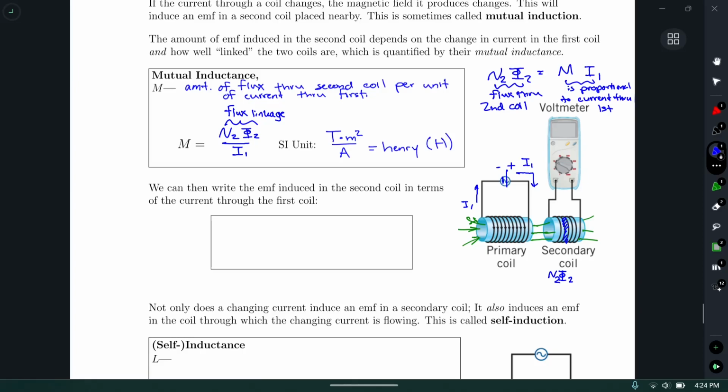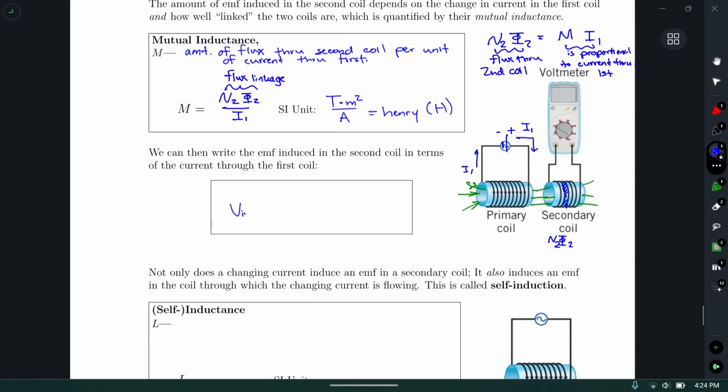And the reason we bother with this is it lets us write Faraday's law in a more practical way for this situation. If we think about the EMF induced in the second coil, where does that come from?